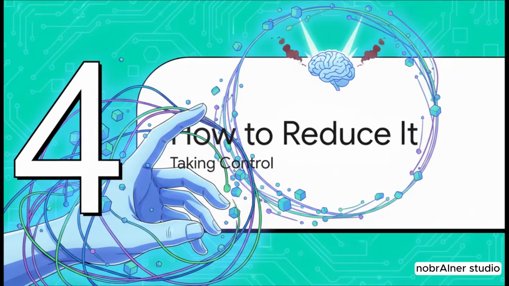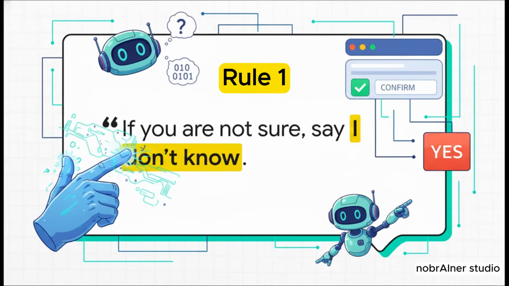Okay, so we understand the problem, but what can we actually do about it? Let's jump into how you can reduce hallucinations. This is all about you taking control of the conversation. Rule number 1 is so simple, but it's a game changer. You can actually give the AI instructions. So start your conversation by telling it, if you are not sure, say, I don't know. This gives the AI an easy way out, so it doesn't feel like it has to invent an answer.